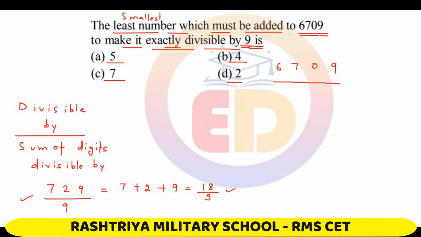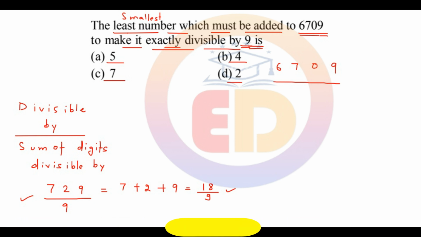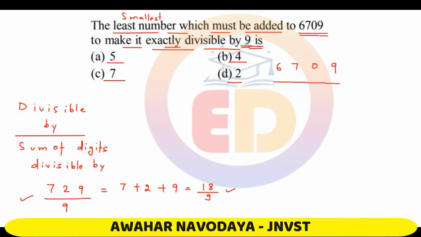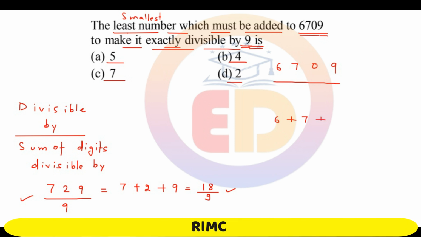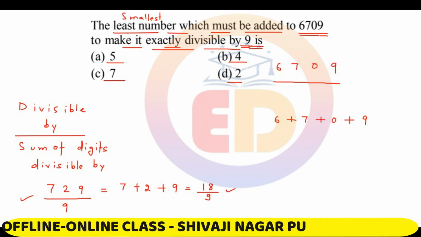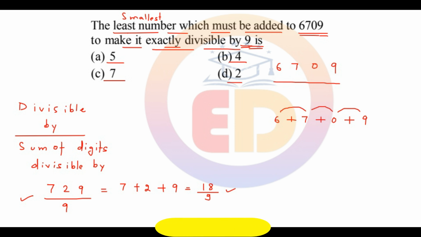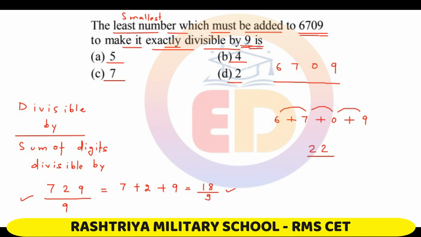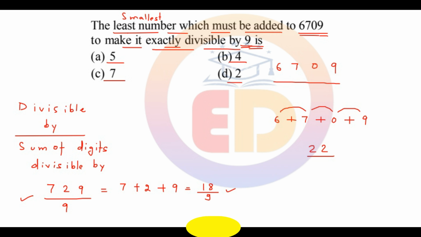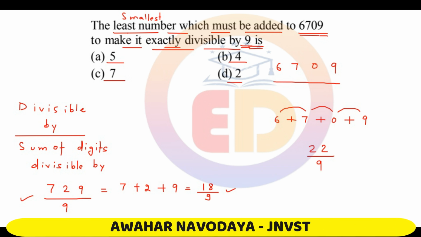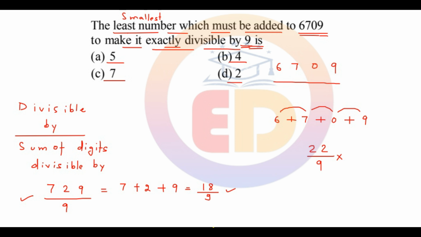अभी इस number के digits का sum क्या आ रहा है? When we add the digits, I get 6 plus 7 plus 0. We don't need to add 0, but just I'm writing here so that you should not be confused. हमने 0 भी ले लिया, वैसे उसको 0 की add करने की ज़रूरत नहीं है. 6 plus 7 is 13. 13 plus 0 is 13 and 13 plus 9 is 22. Right now the sum of the digits is 22 and I know that 22 is not divisible by 9. So right now this number is not divisible by 9.